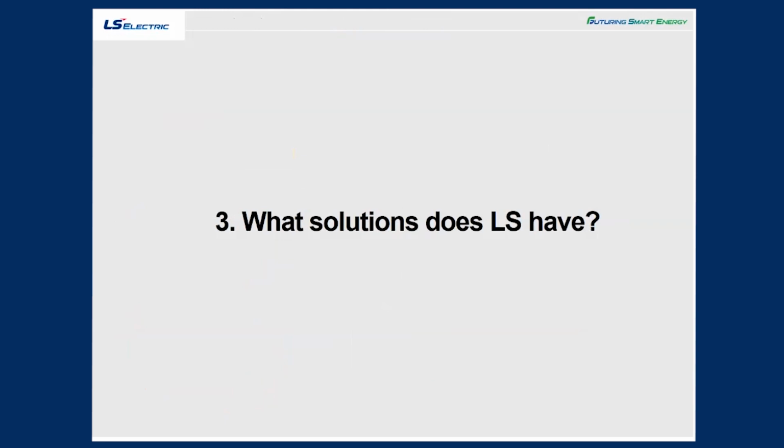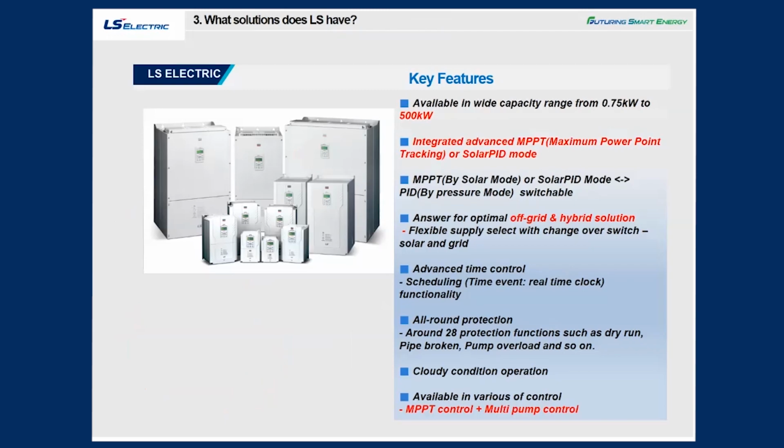So, what solutions does LS have? There are key features as you can see in the PPT. I would like to emphasize this part in a little more detail. The lineup is up to 500 kilowatts, and of course integrated and advanced MPPT and solar PID operations are available. In conjunction with the system part, there are off-grid, hybrid, and MPPT plus multi-pump control.